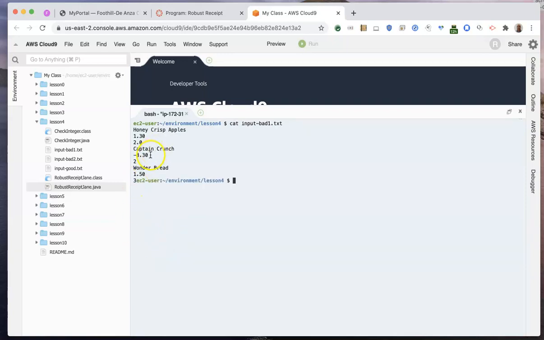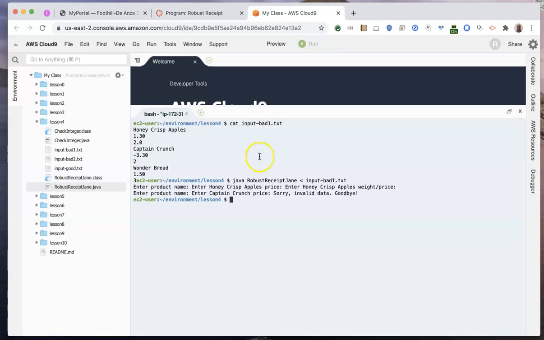Here you have a bad price value for Captain Crunch. So let's run this. And you notice you get sorry, invalid data for when you get to Captain Crunch price. Let's look at the last one.